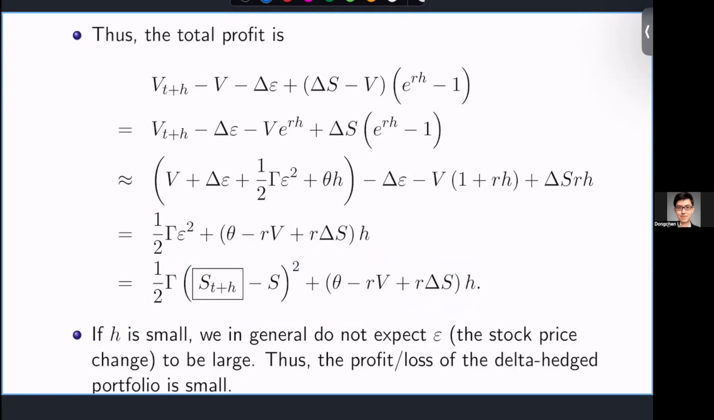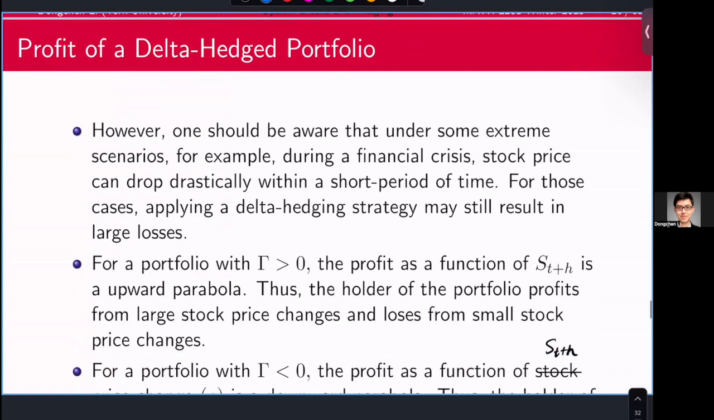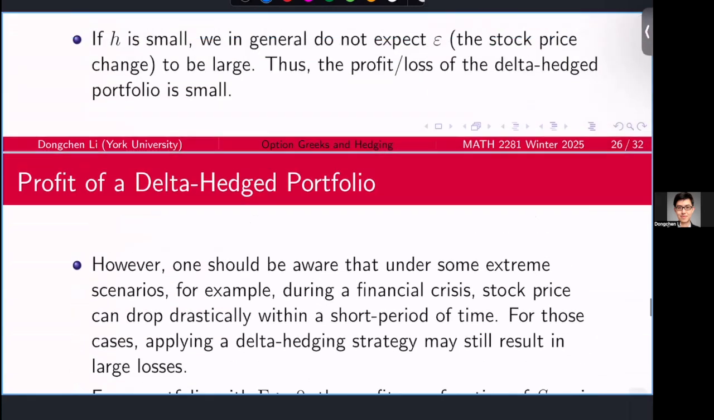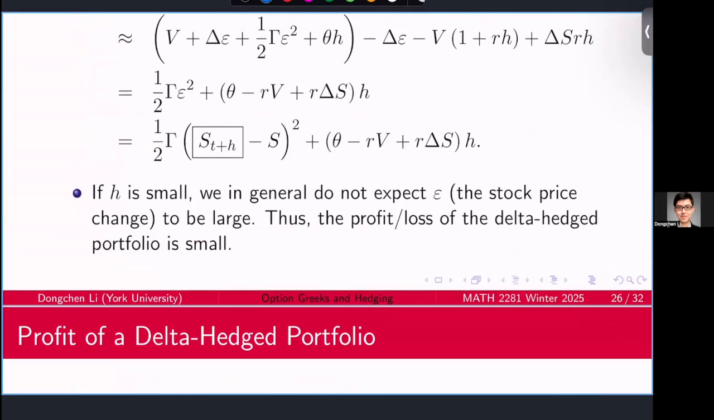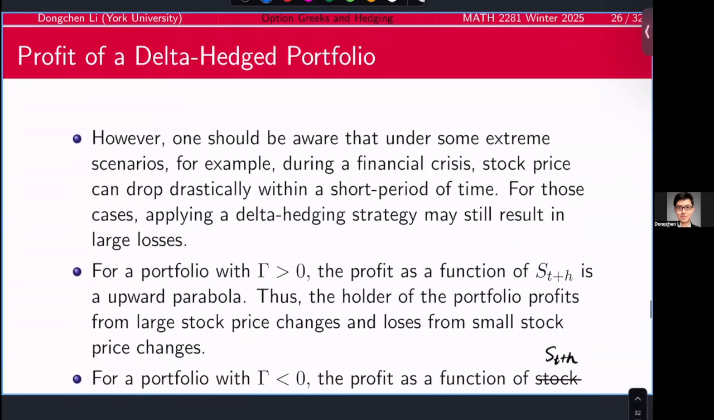However, this is not always the case. Typically, during a financial crisis, over a very short period of time, for example, one day, the stock price can change significantly. And in those cases, even if you're delta hedged, the first term, the stock price change squared, can be quite large. So in those cases, you might still have a large profit or a large loss.